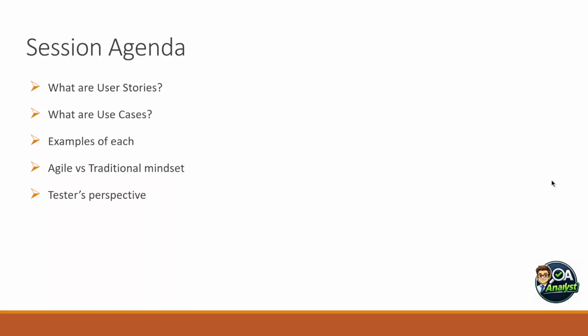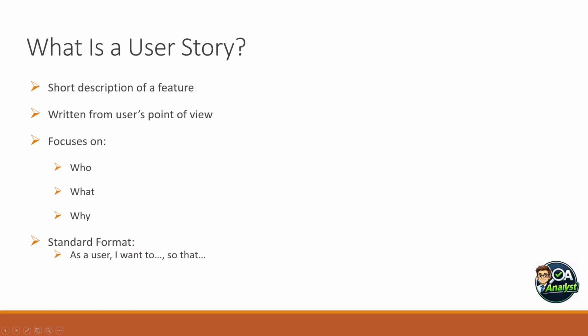So now let us first understand user stories. What is a user story? A user story is a short, simple description of a feature written from the end user's point of view. In Agile, instead of writing long documents, we write user stories. A standard user story format is, as a user, I want to perform some action so that I get some benefit. This format keeps the focus on who, what, and why.